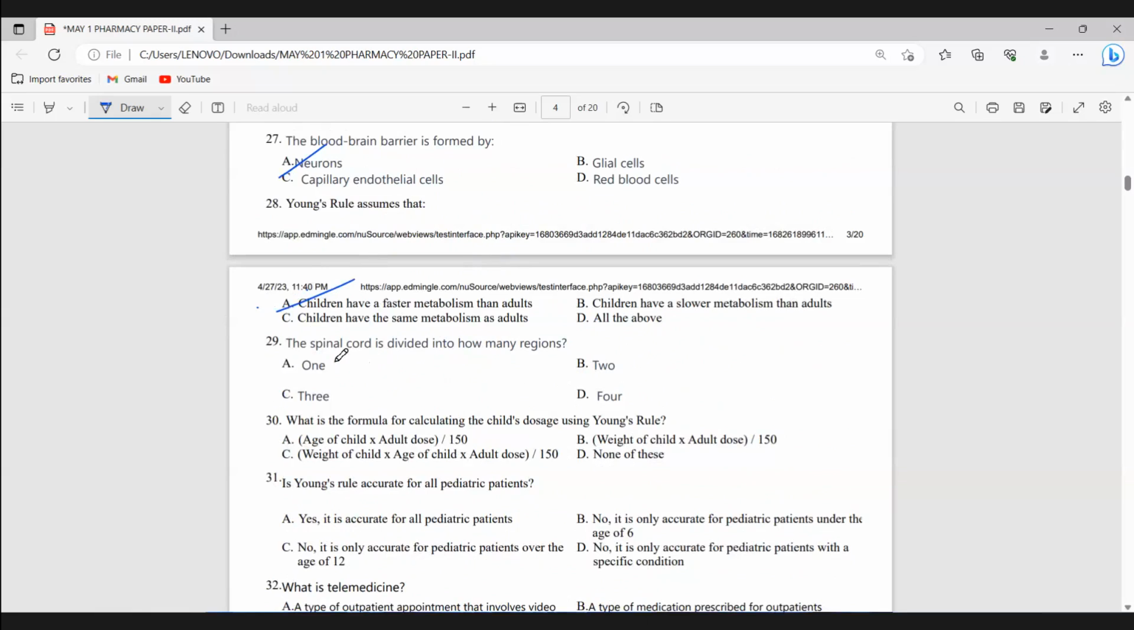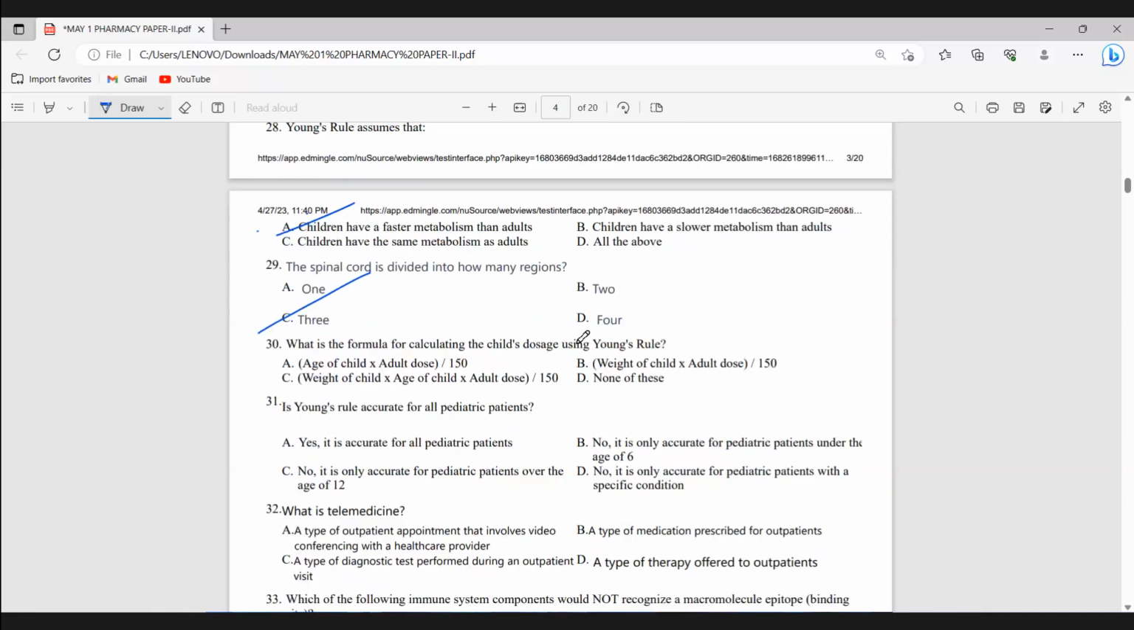Then 29, the spinal cord is divided into how many regions? Cervical, thoracic, lumbar. And 30, what is the formula for calculating the child's dosage using Young's rule?